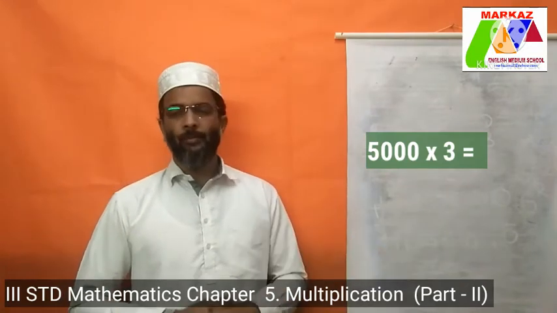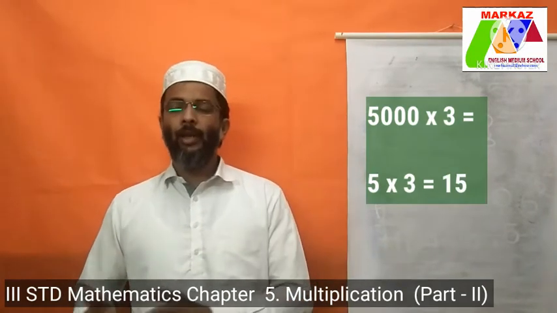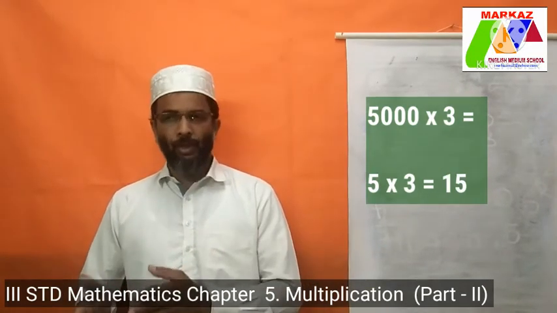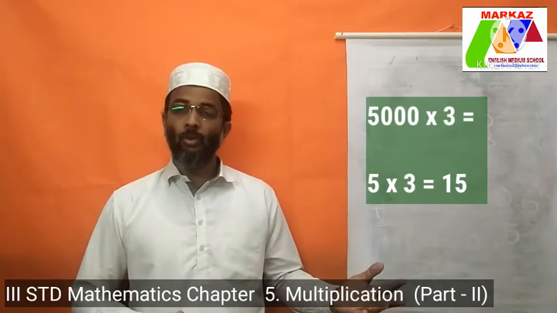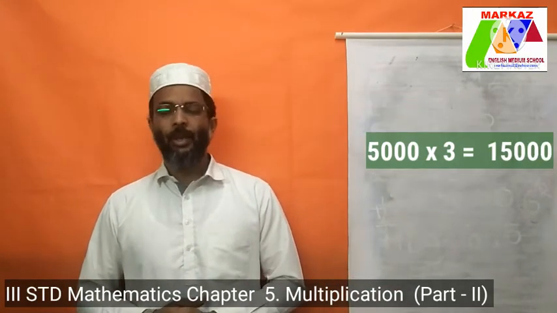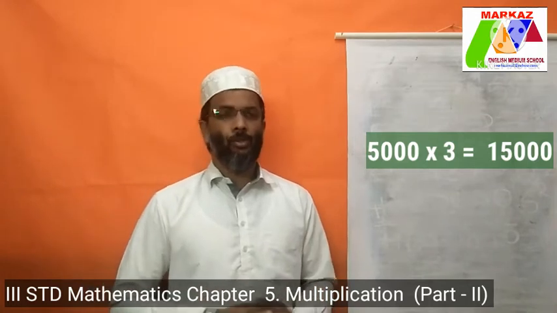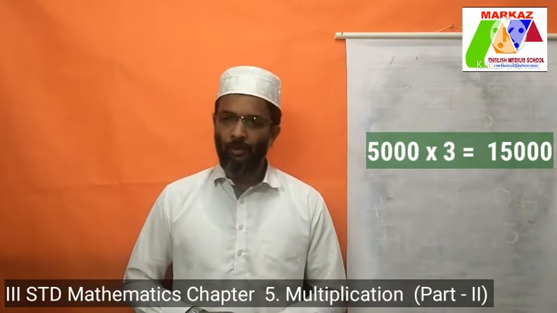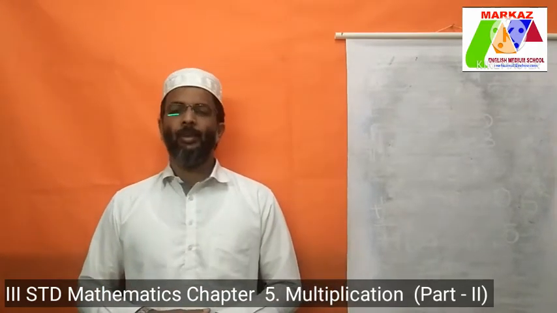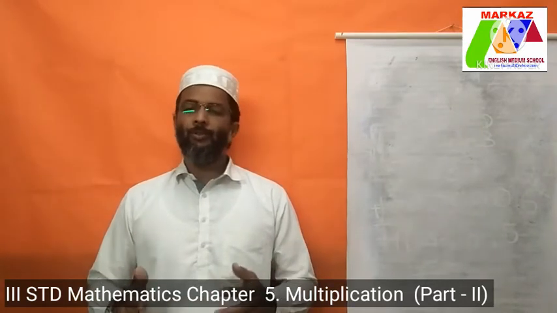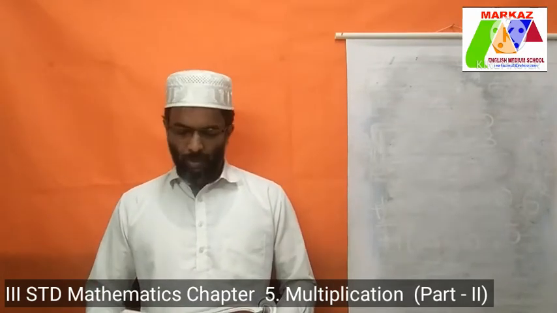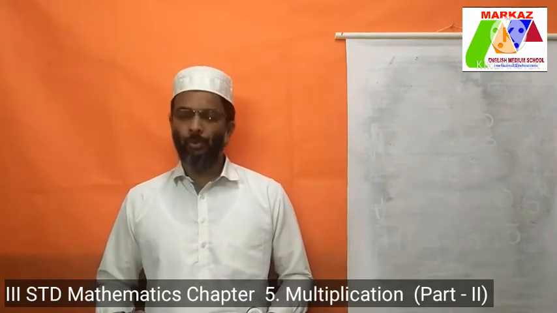5000 into 3. First 5 into 3 is equal to 15. Then add 3 zeros after 15. Answer is 15,000. All of you clear? Yes. Now let's find the answers to some questions in the textbook exercise. Please open your textbook page number 127. Exercise number 5.2. Question number 1.